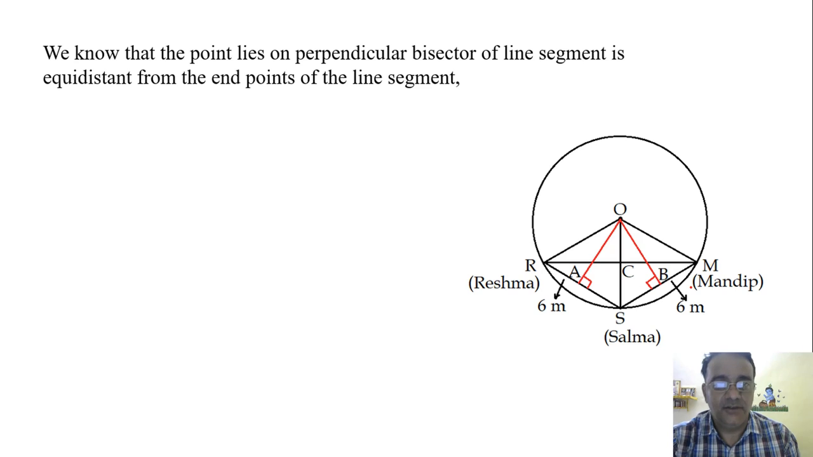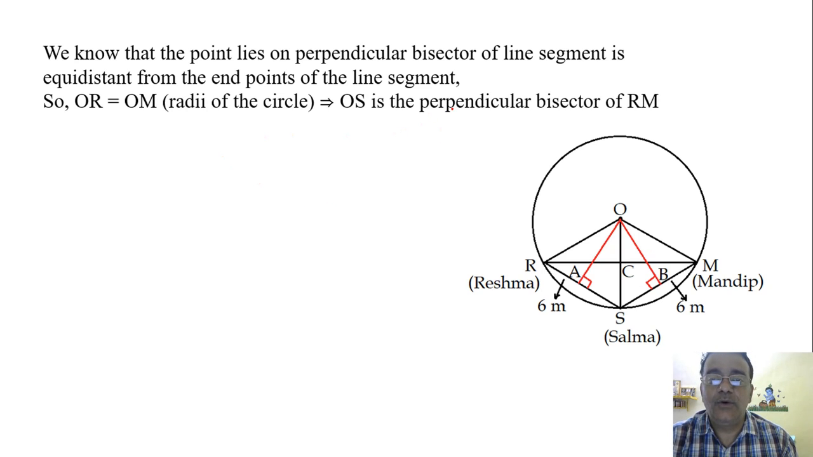Yes, sir. Okay, so for that we have to write, we know that a point on the perpendicular bisector of a line segment is equidistant from the end points of the line segment. So here OR is equal to OM implies OS is the perpendicular bisector of RM. This means this angle is 90 degrees. Clear? Yes, sir. Okay. Now we can find the area of triangle ORS in two ways.